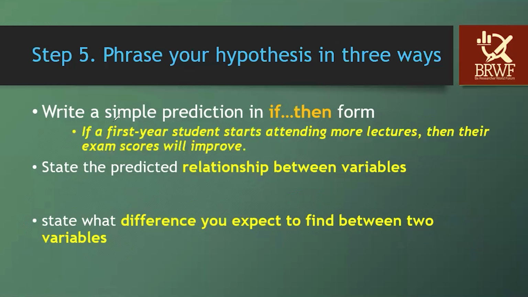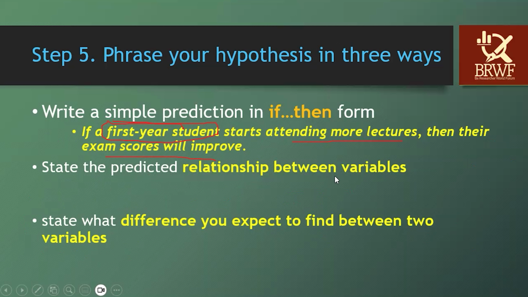Now they bring another factor: first year student. Did you see it? This is called a specific group or a specific application area. Attending more lectures is there, and then the exam result will be improved. This is very simple, but we don't expect hypotheses like this. Then, state the predicted relationship.